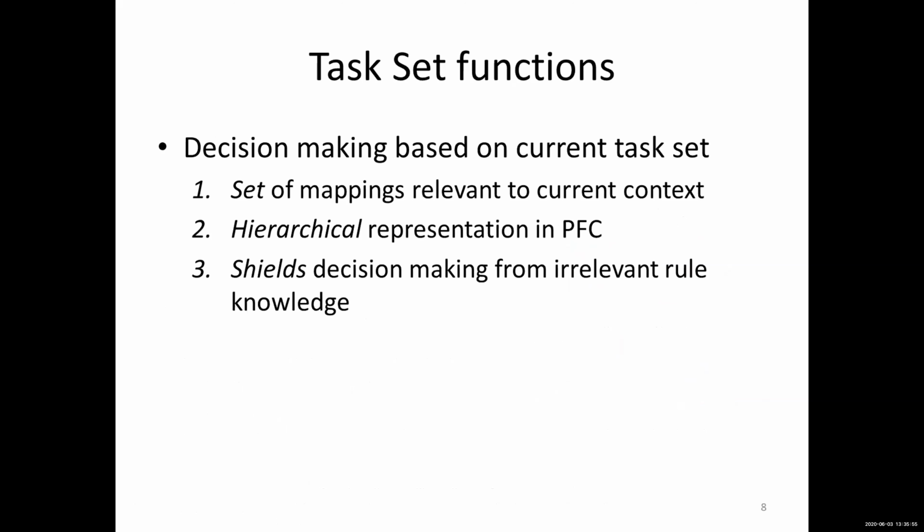So these three functions that I want us to highlight: task sets, decision-making is based on the current task set, which is a set of mappings relevant to the current context, that they have a hierarchical representation in the prefrontal cortex, and that they serve a purpose of shielding decision-making from irrelevant rule knowledge. It only looks at what is in the current set.